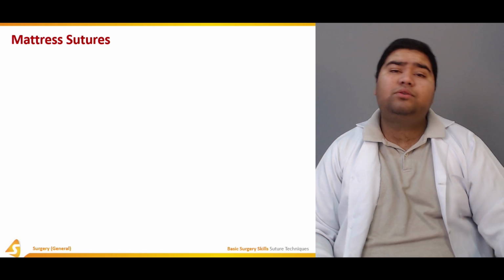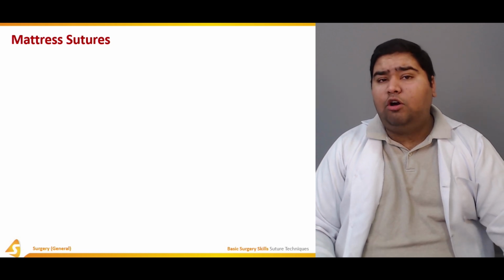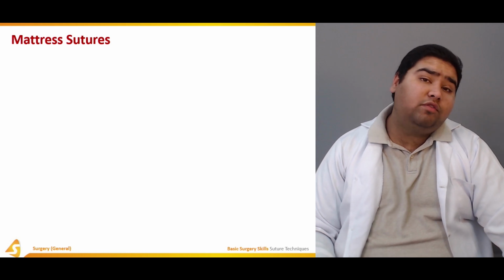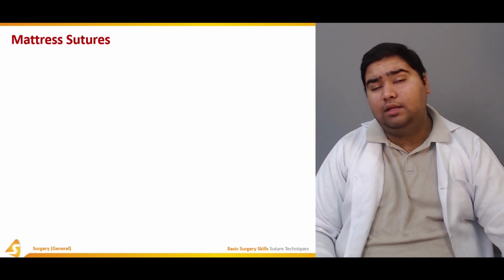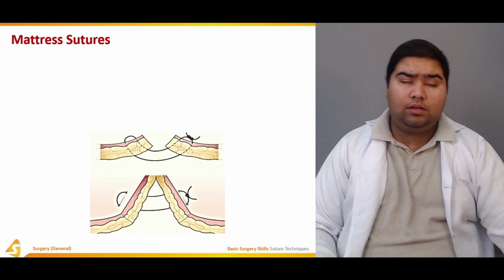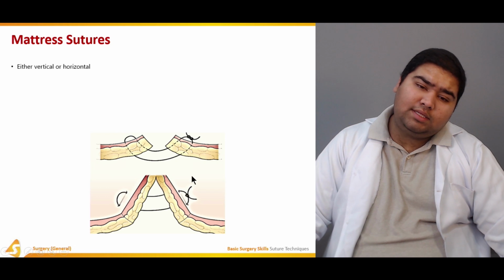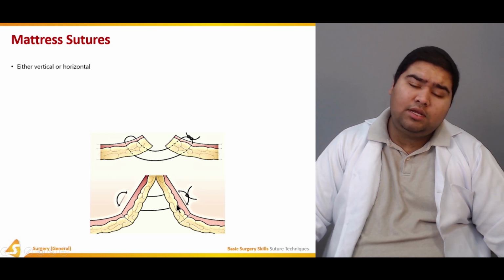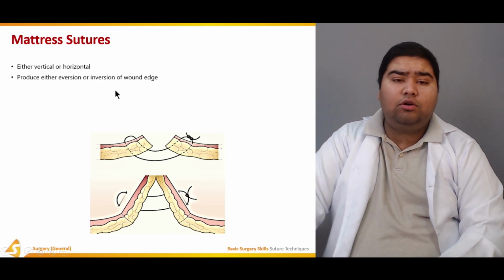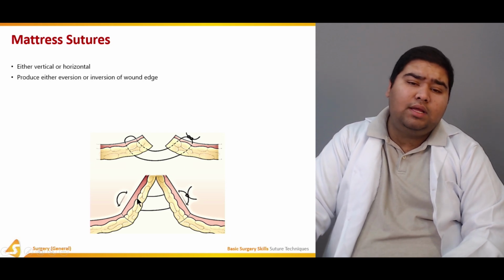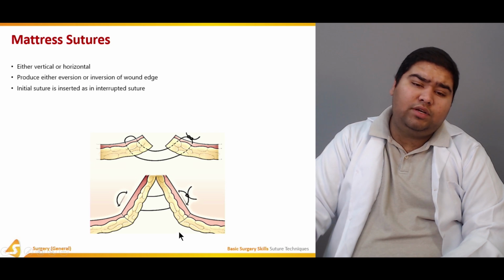The vertical mattress is responsible for eversion of the wound. The horizontal mattress is responsible for inversion of the wound. They help to bring together the two opposing sides. Now this is the vertical mattress. Here you can see this is the horizontal mattress. So it can be either a vertical or a horizontal mattress. The vertical mattress produces eversion and the horizontal the inversion.